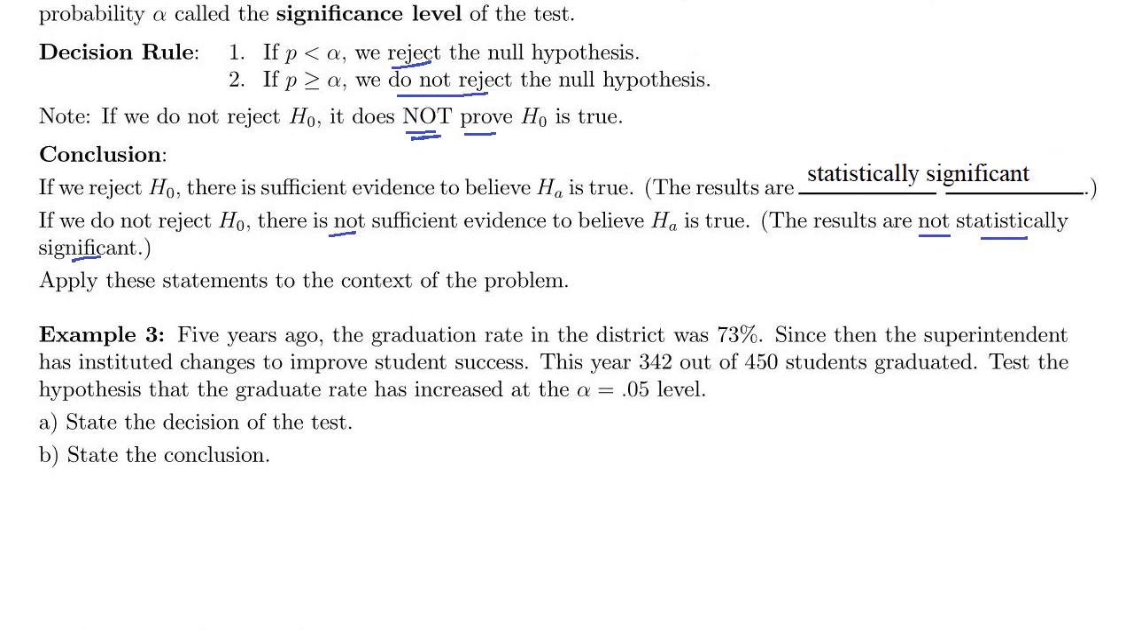Five years ago, the graduation rate was 73%. Since then, the superintendent made changes. 342 out of 450 students graduated. We're testing the hypothesis that the graduation rate has increased here at the alpha 0.05 level. So for the decision of the test, alpha is 0.05.